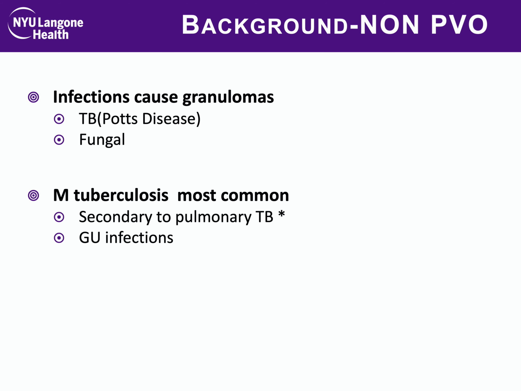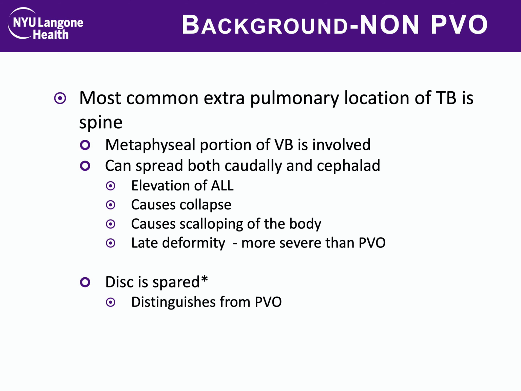Okay guys, so now we'll switch gears to discuss non-pyogenic vertebral osteomyelitis. These infections produce a granulomatous response. The most common and most frequently tested organism is Mycobacterium tuberculosis, and this is what we'll focus on. Fungal infections can also cause this response, but usually in patients who have a CD4 count less than 50. The most common extrapulmonary location of tuberculosis is the spine.